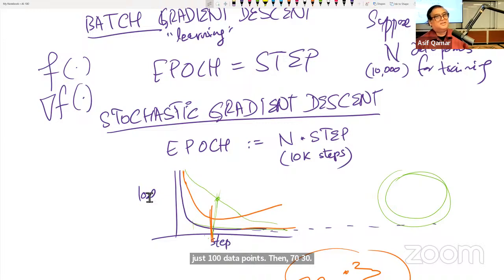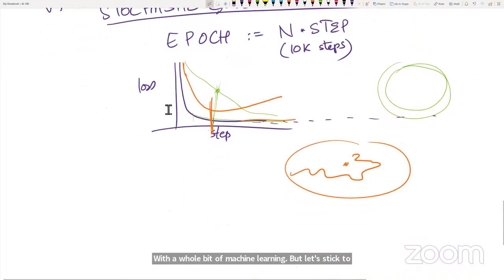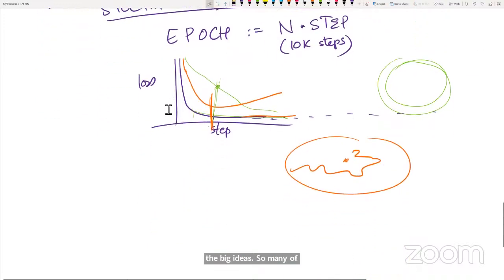And then within that training set, you keep the test data away, you're left with 80 items. Within the 80 items, you do a cross-validation. So there's things like k-fold and all of that. There's a whole bit of machine learning behind it. But let's stick to the big ideas. So mini batch. We have one question. I think it's relevant to the topic.